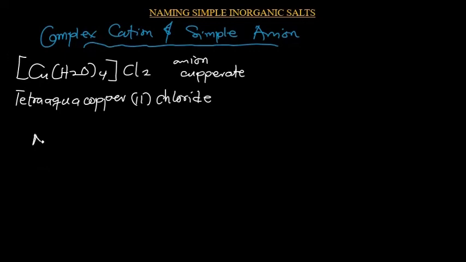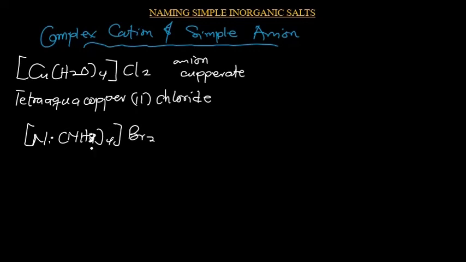We have nickel, then in brackets NH3, and we have 4 of that. Then we have Br2. So what will be the name of this inorganic salt? All right, your guess is as good as mine.